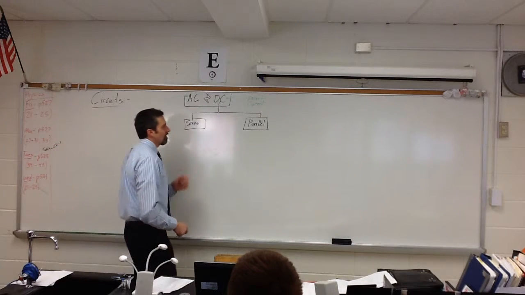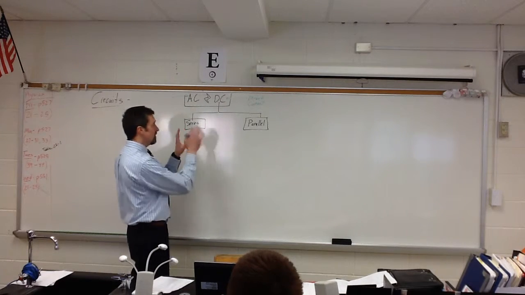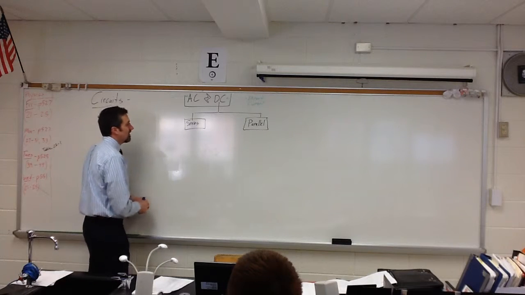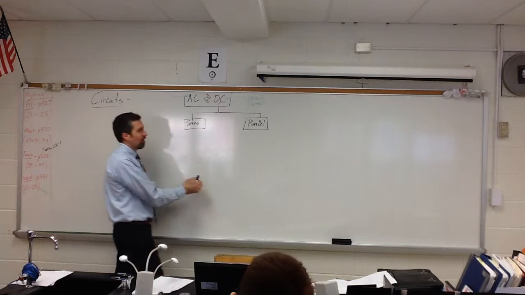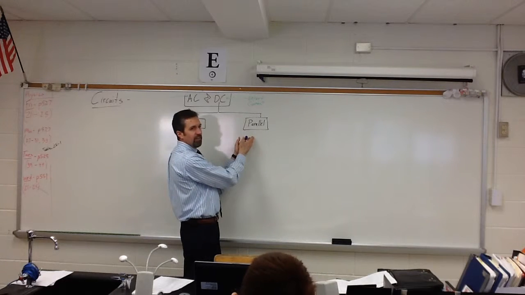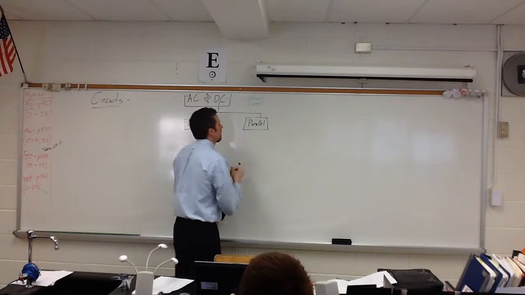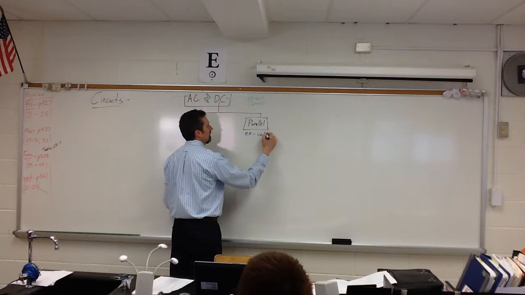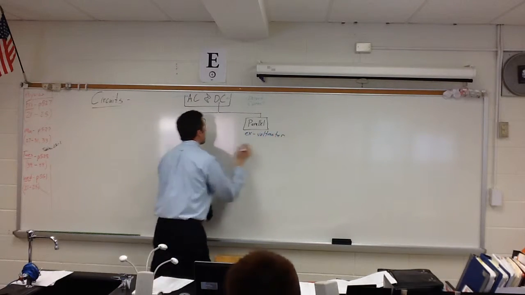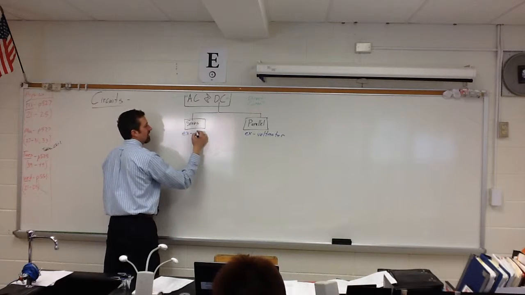So under DC, direct current, there are two ways that you can wire things. You can wire them in series, as we've seen with the ammeter, or you can wire them in parallel, as we've seen with the voltmeter. You might want to leave yourself a little example here to remind yourself. This was the voltmeter, and this one was the ammeter.